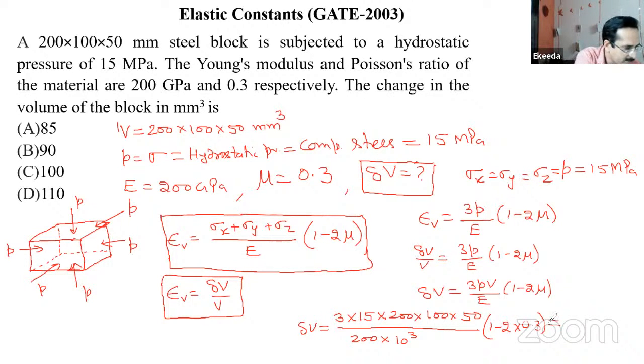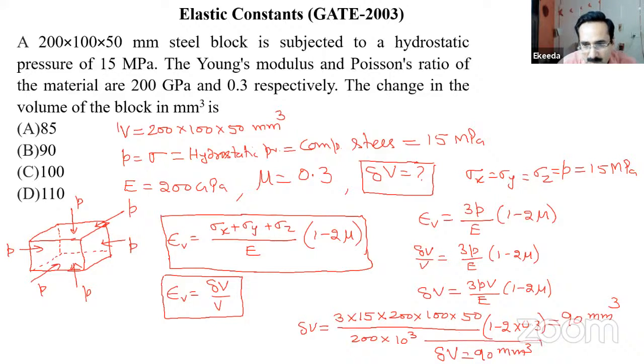So the final answer: solve it, use a calculator and get the final answer. It will come out to be 90 millimeter cube, right? So the change in volume, delta V, is 90 millimeter cube. So this is the answer of this question, right? So basically option number B is correct, right?